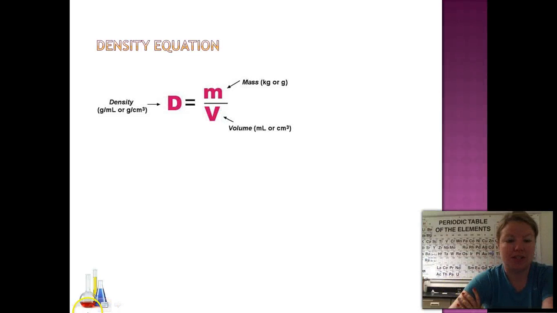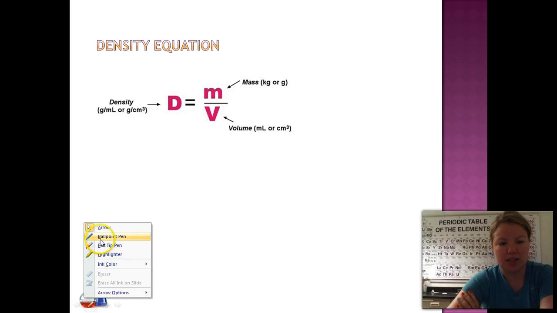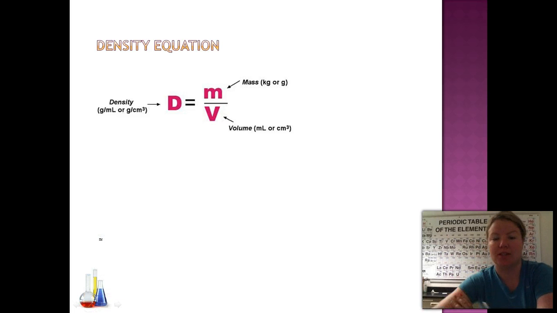Hello chemistry students. Today we are going to be talking about density and volume and how they relate to each other and dimensional analysis. So let's get started off by talking about what the density equation is. Hopefully you've seen this before, but density units are either grams per milliliter or grams per centimeter cubed. And remember that 1 milliliter is equal to 1 centimeter cubed. And that's why these units can either be centimeter cubed or milliliter.